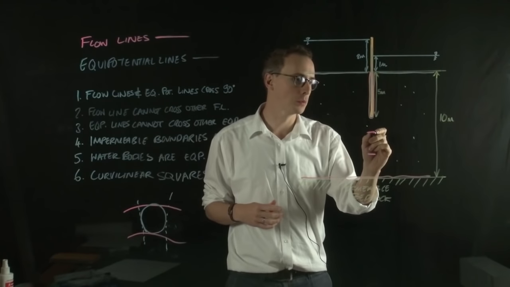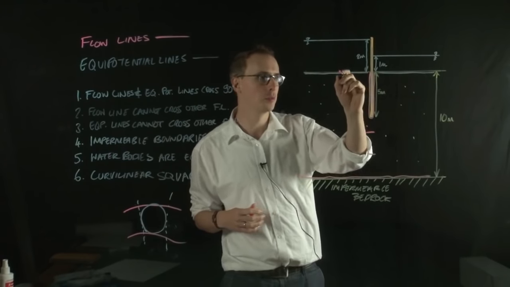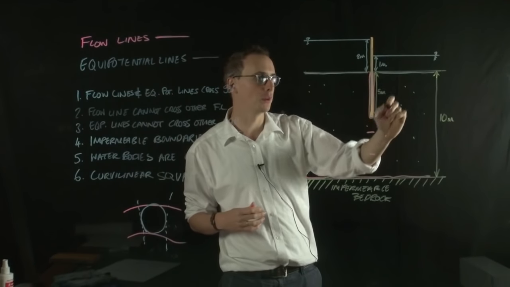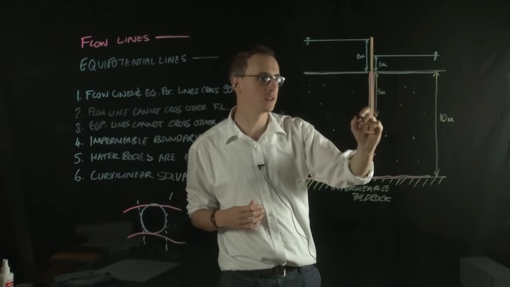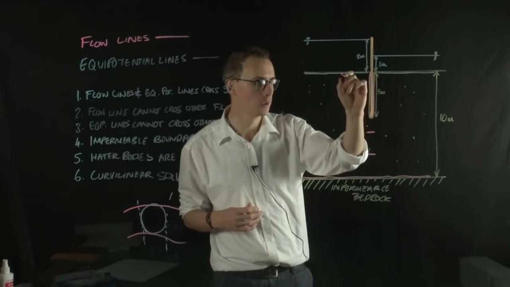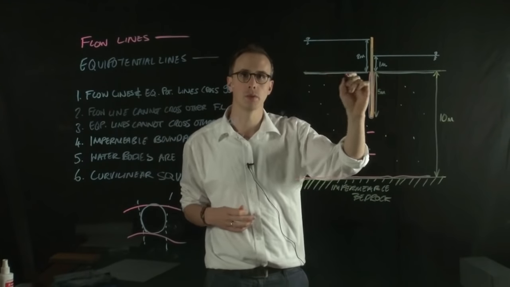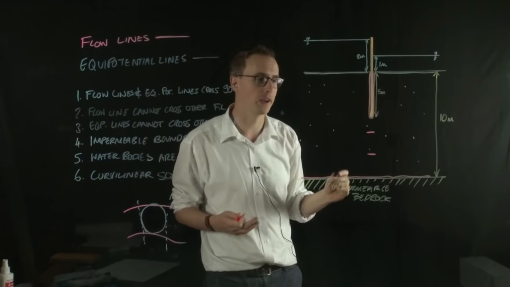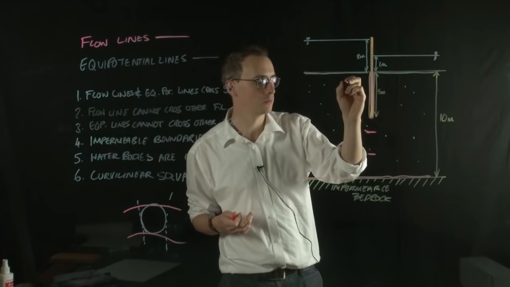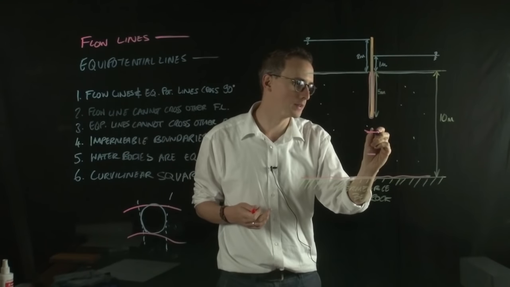And those flow lines would then depict the water movement through this material. So you could imagine them being drawn in this sort of shape. And they'll have to cross these equipotential lines up here at right angles. So we can draw our next flow lines like this.